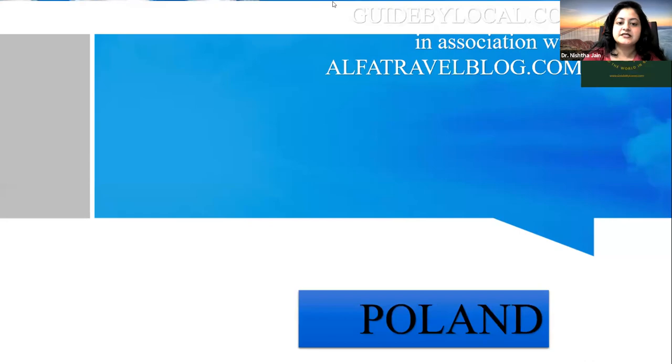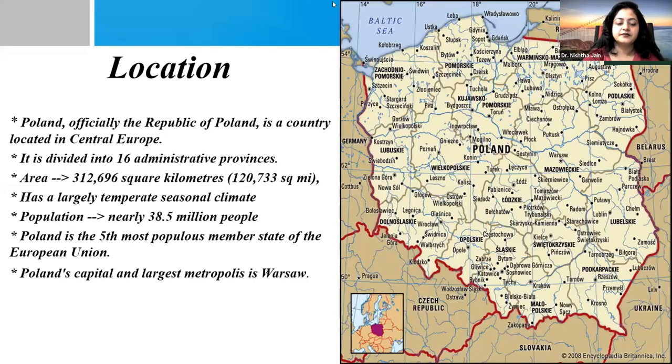So, first let's see the location of Poland. Officially called the Republic of Poland, it is a country located in Central Europe. So, it is located where? In Central Europe. And Monaco, which Arhan just mentioned, is located in Western Europe. All right.